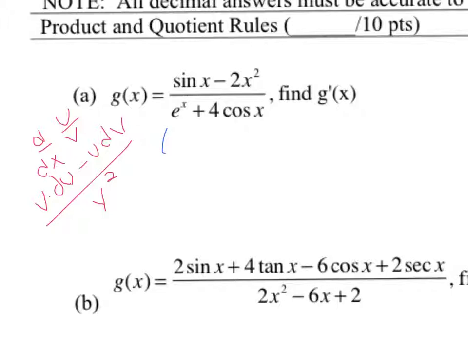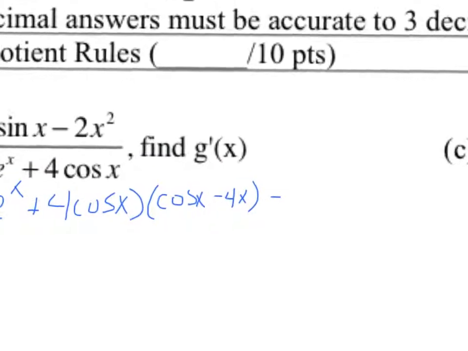Okay, the bottom is e to the x plus 4 cosine x times the derivative of the top. Derivative of sine x is cosine x. Derivative of negative 2x squared is minus 4x. I'm going to subtract from that. Zoom in a little bit so I can give myself some more space.